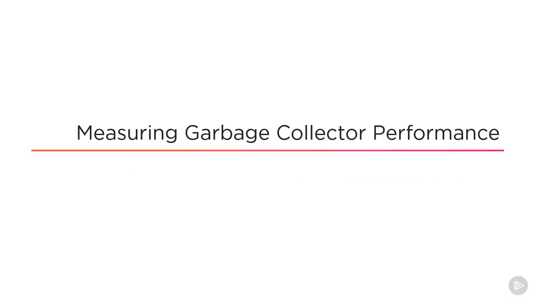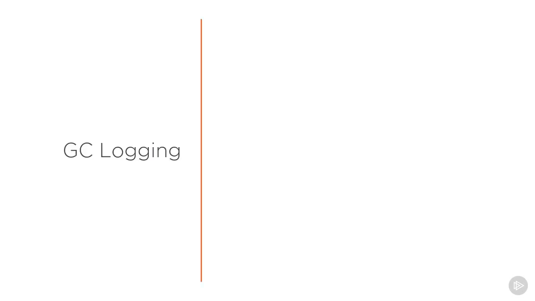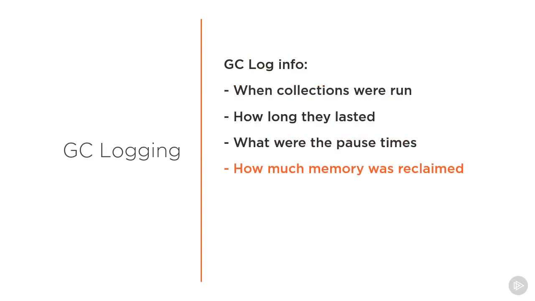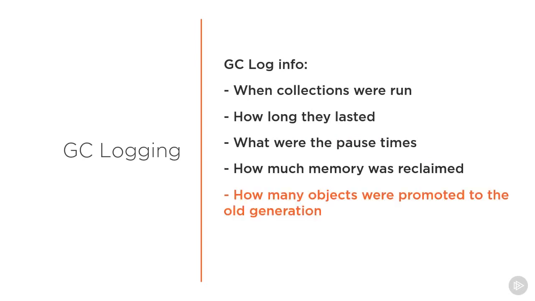If you're trying to choose between two or more different garbage collectors, you need to be able to stack them up against each other. To do so, you would need the operational metrics of the garbage collectors you're testing, and the best way of acquiring these metrics is by turning on GC logging. The GC log contains information such as when collections were run, how long they lasted, what the pause times were, how much memory was reclaimed, how many objects were promoted to the old generation, and more.